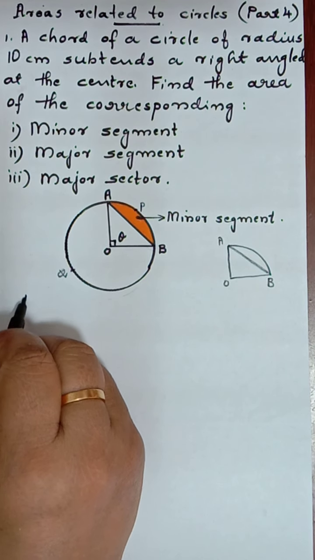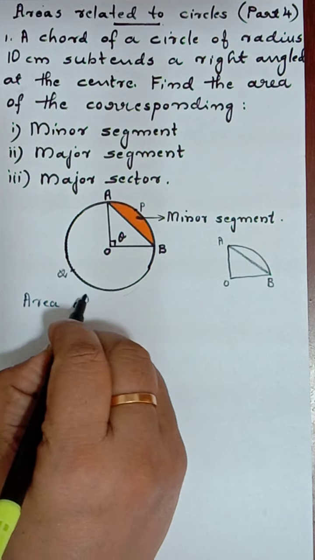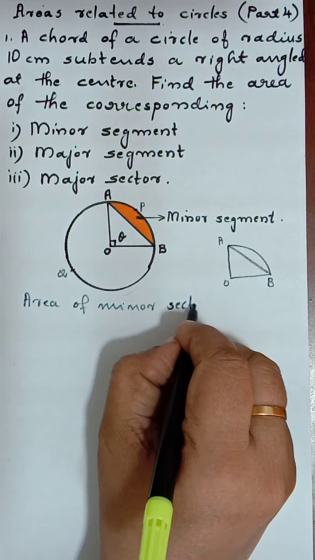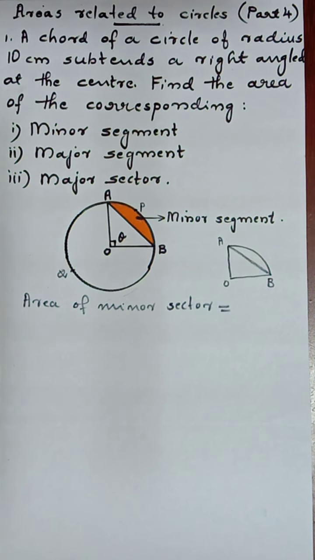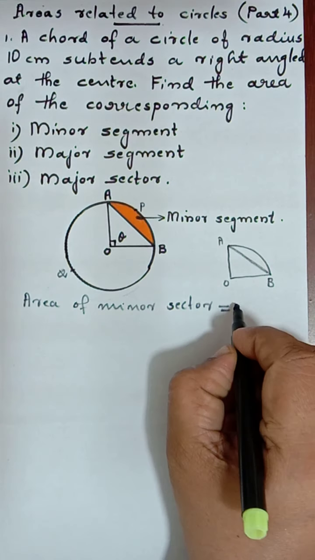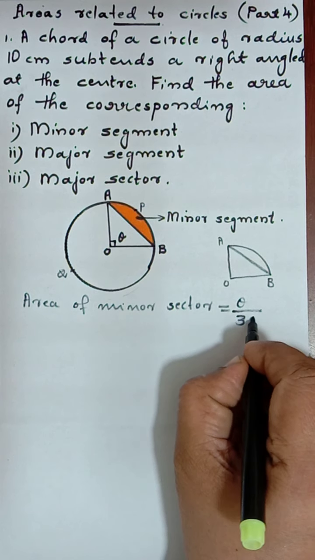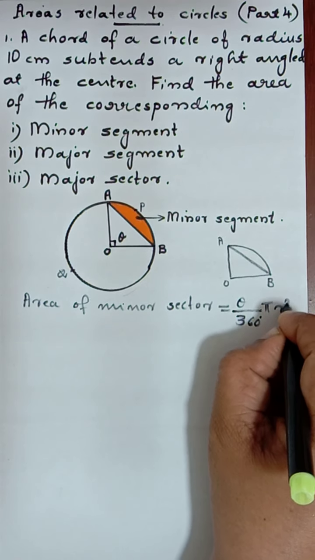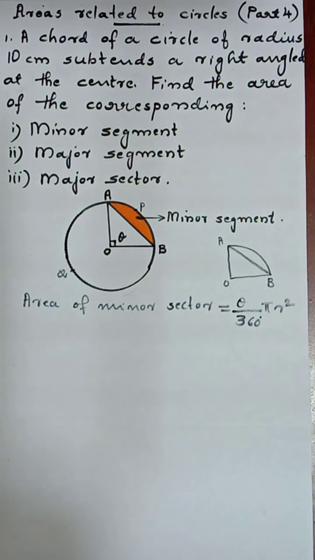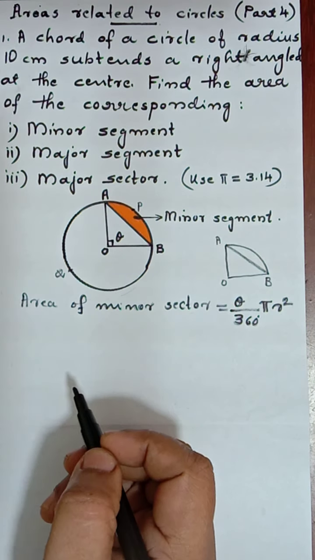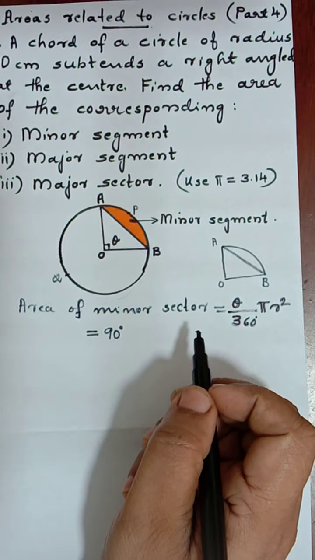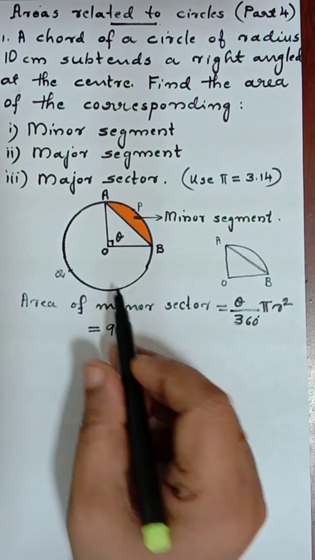What is sector? Area of minor sector. Minor we don't want to write, or if you write no problem, minor sector. Area of minor sector is equal to, formula we have to apply. Do you remember the formula? Theta by 360 into pi r square. Let us find out, substituting in this formula. Theta we have 90 degree. It is given to us that it's a right angle formed at the center.